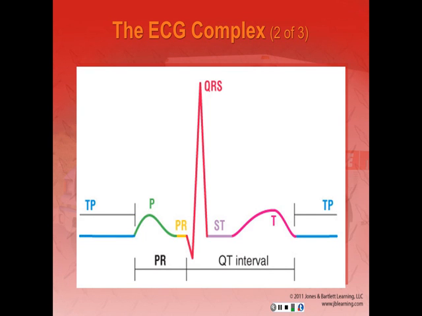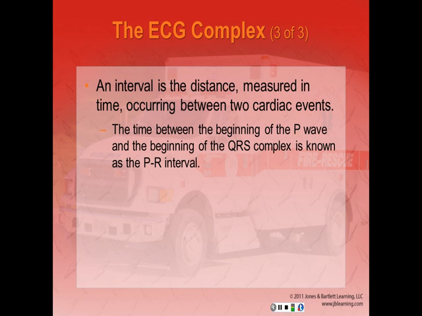Here you see an example of this entire complex. You see the P wave, the PR interval, the QRS wave and the QT interval, and you see the ST segment, the T wave, and the TP. An interval is the distance measured in time occurring between 2 cardiac events. The time between the beginning of the P and the beginning of the QRS is known as the PR interval.